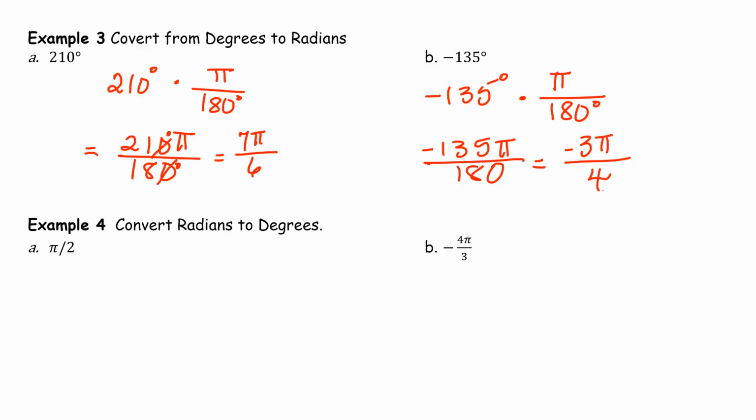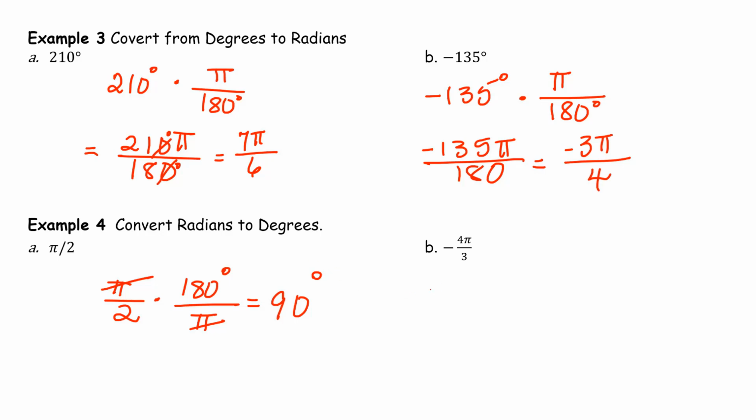All right, converting radians to degrees is very similar. You just use the same unit multiplier, but flip it upside down because you want the pi's to cancel. So if you have pi over 2 radians, you would say that there are 180 degrees in pi radians, which would make the pi's cancel. And you would just end up with 90 degrees. Pi over 2 is the same thing as 90 degrees.